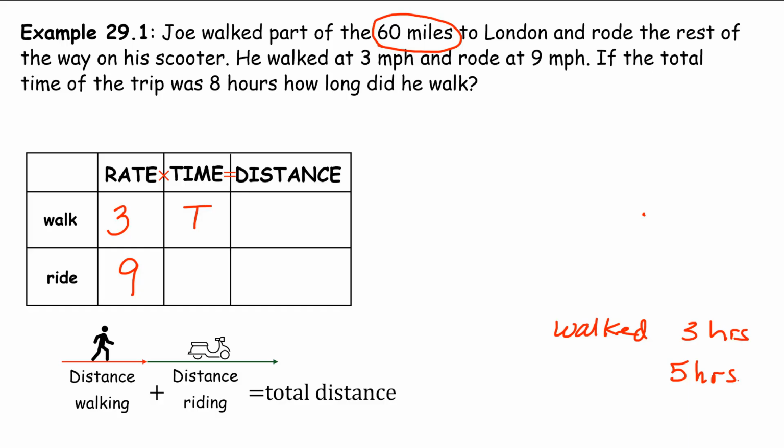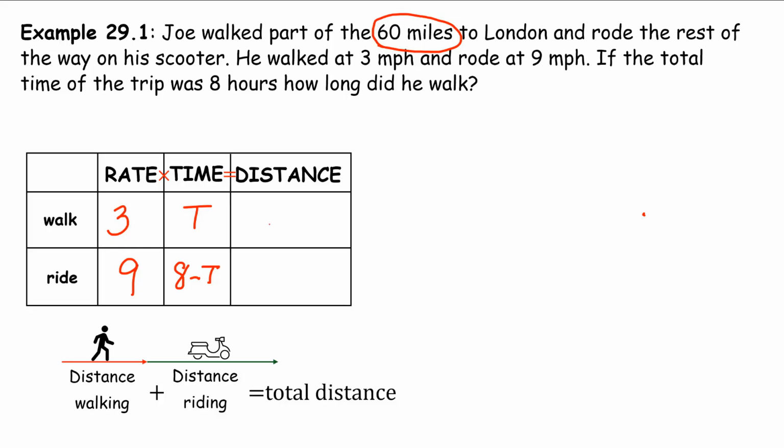You didn't think about it, but that's exactly what you would need to do. If his total was 8 hours, one time we could call t, the other time would be 8 minus t. Because whatever t is, if it's 2, it's got to be 6 for the riding. If walking is 5, riding has to be 3. So this is how you write 2 times when you don't know either one, but you do know the total of the times. So now we've got their rate and their time. We can use those to write their distances.